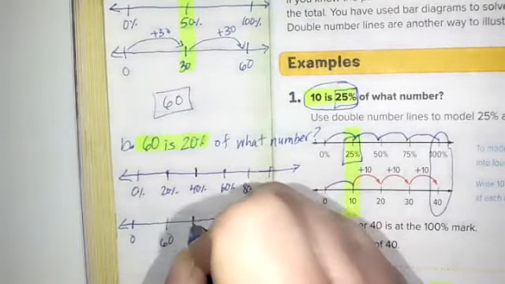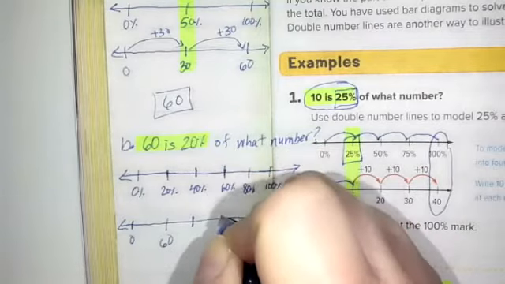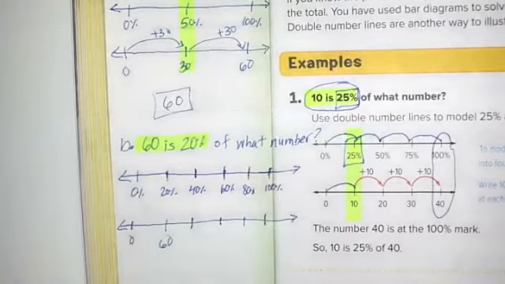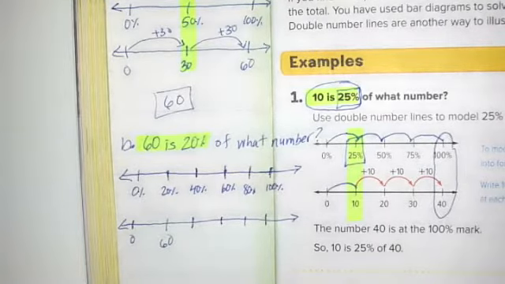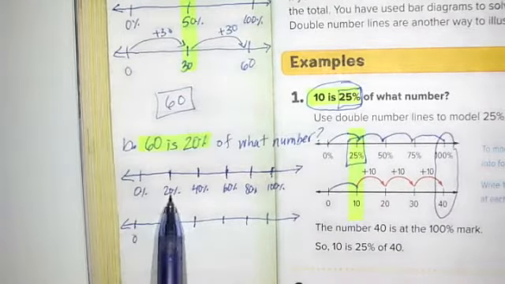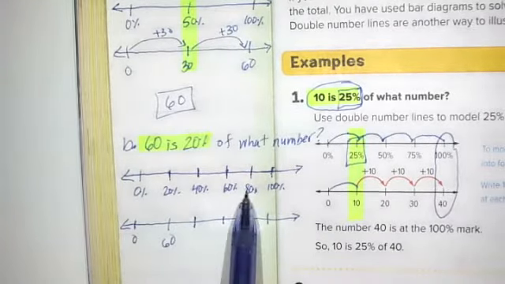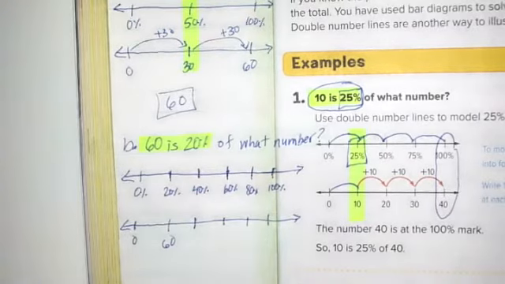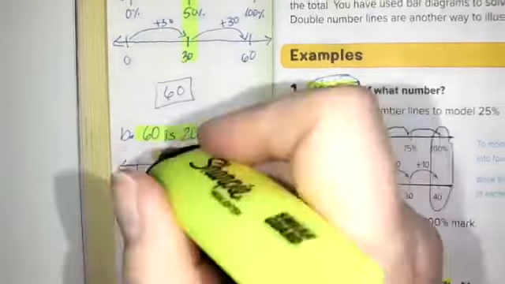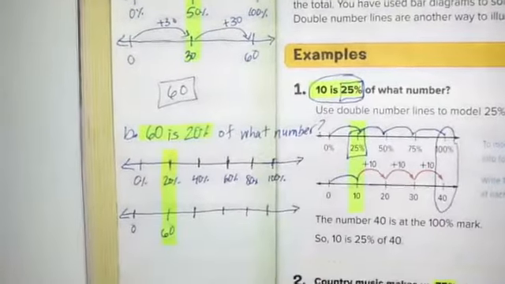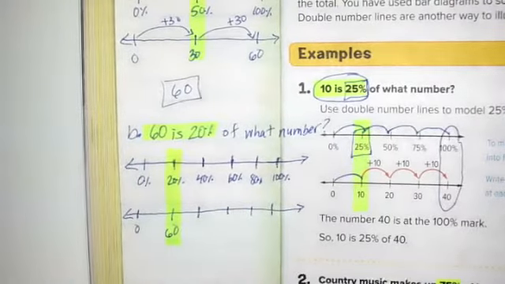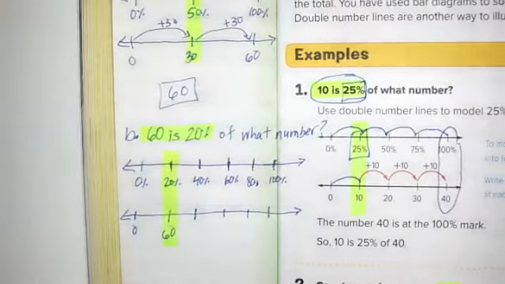And I want to make sure when I make my double number lines that my intervals line up exactly. Need to have the same number of intervals, and the intervals need to be equally spaced. Okay. So this is 0%, 20%, 40%, 60%, 80%, 100%. We know that 60 is 20%. So I check my double number lines and I make sure that my 20% on my percentage number line lines up with the number 60 on my number line, and they do.